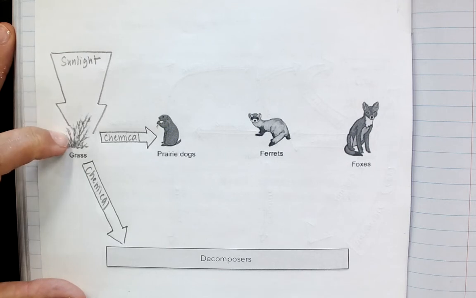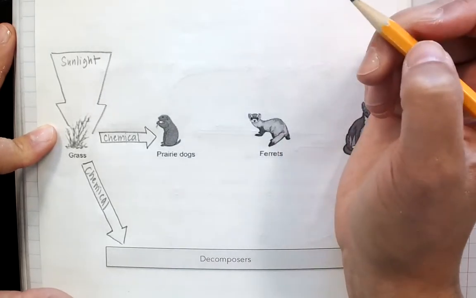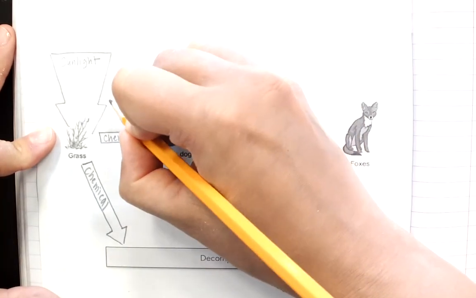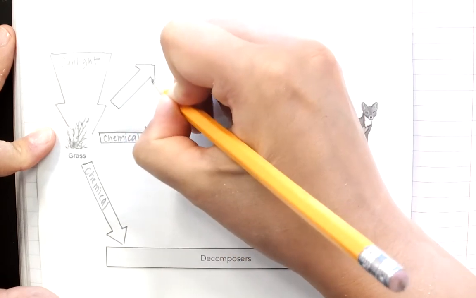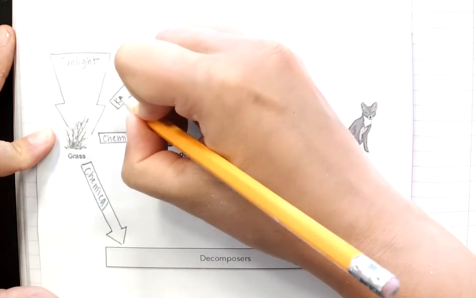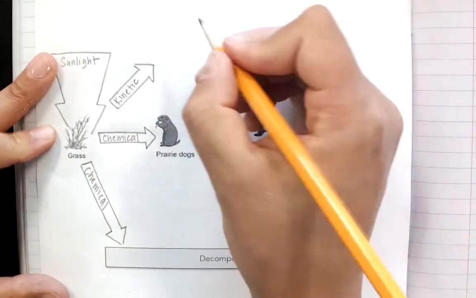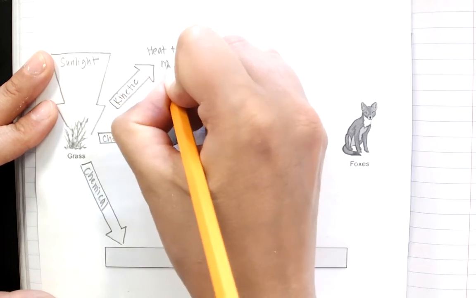But grass does cellular respiration. Those plants do cellular respiration in order to use their energy. That energy helps them grow, it helps them move, it helps them build molecules, it helps them break molecules down. And when they do, cellular respiration releases energy. That energy is kinetic energy, and it's in the form of heat and motion.